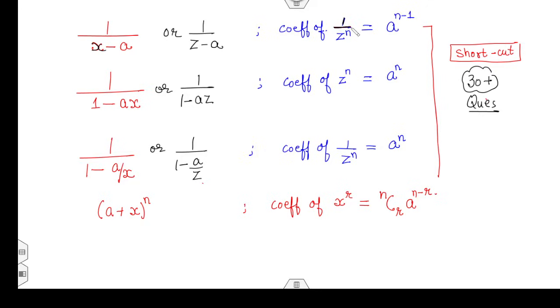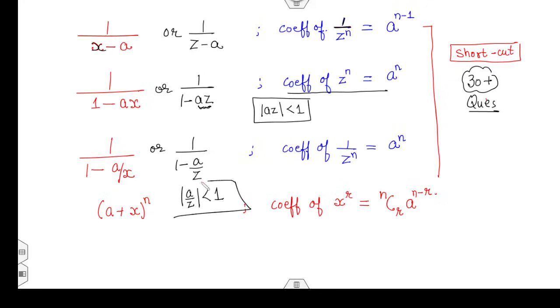That means your target is to find the coefficient of 1 over z raised to power n, a raised to power n minus 1, and so on. Make sure students, if you want to apply these shortcut tricks, then whatever the term a over z, that number must be less than 1. Similarly, for this case, a over z must be less than 1. If this condition holds, then you can find the coefficient of 1 over z raised to power n, coefficient of z^n, and so on.